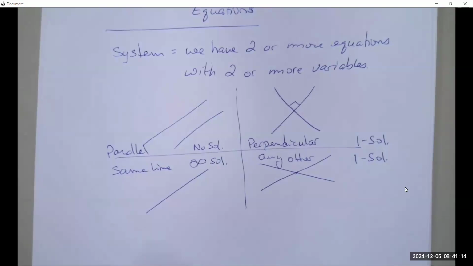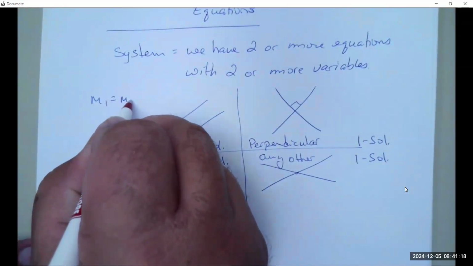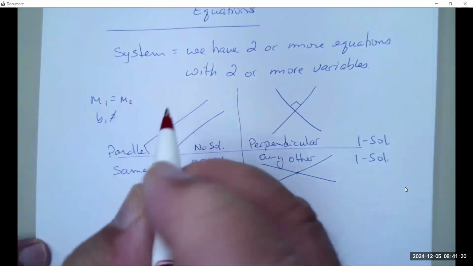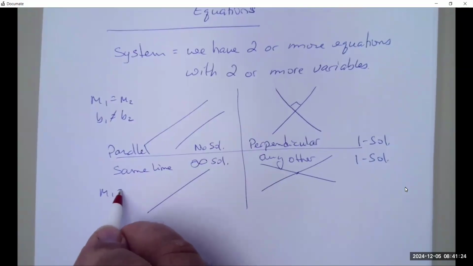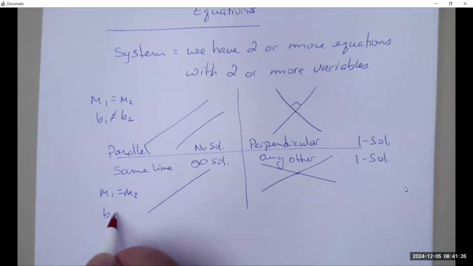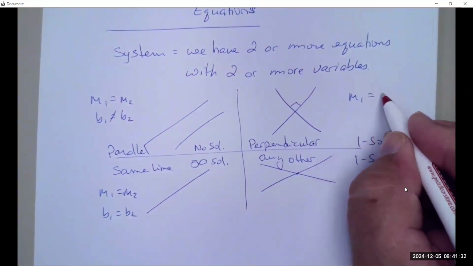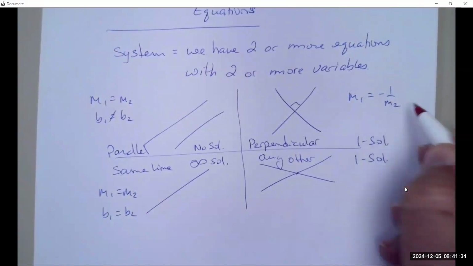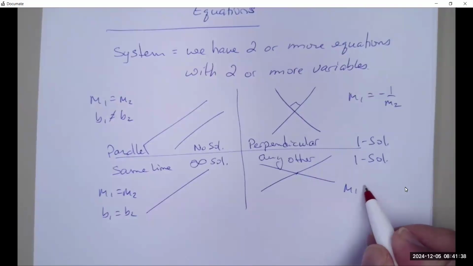And what we did earlier is here, the slopes were the same, but the y-intercepts were different. Here, the slopes are the same, and so were the y-intercepts. That's why it's the same line. Here, the slopes are negative reciprocals of each other. And this is just the slopes are different.